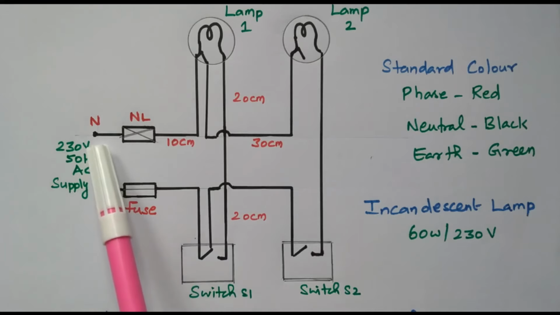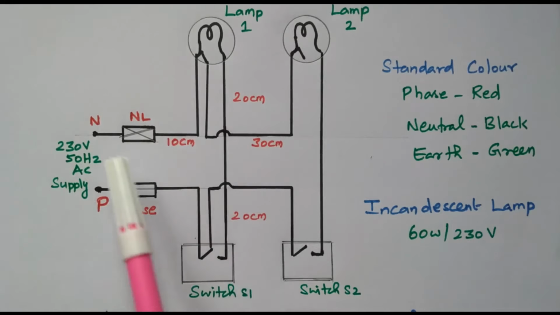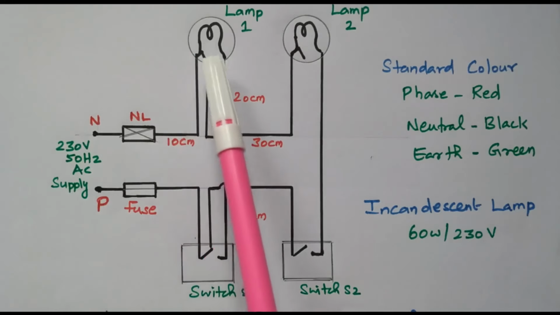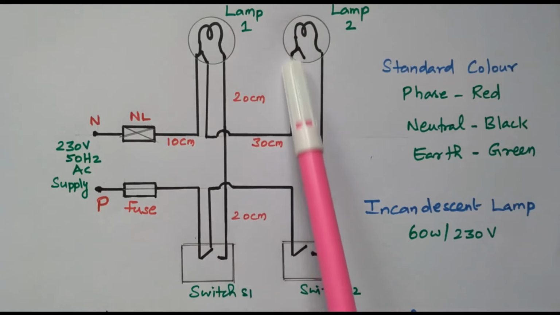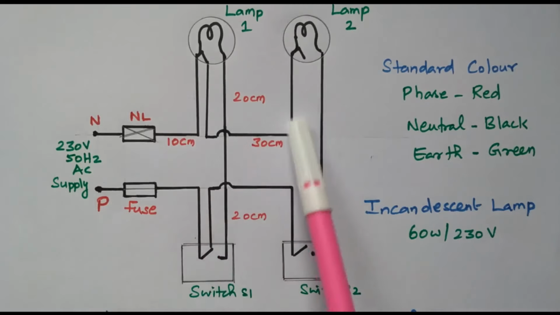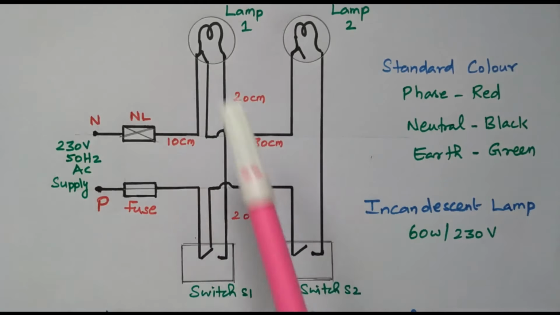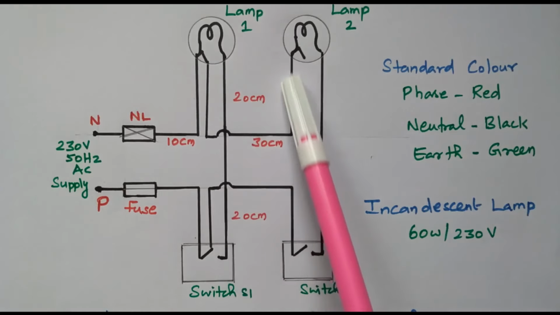So neutral is connected through neutral link to the lamp directly. From neutral, one more tapping is taken, that is given to the next lamp. So that neutral is connected to lamp 1 as well as lamp 2 directly. So this is called a tapping. We need to take one tapping, then that wire is connected to lamp 2.